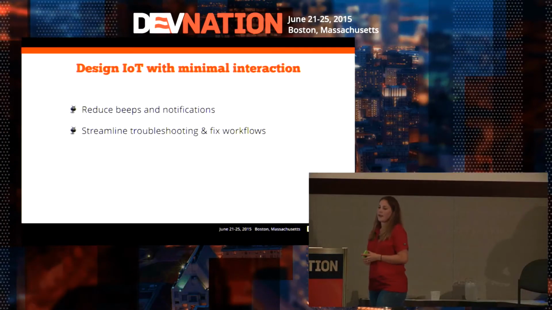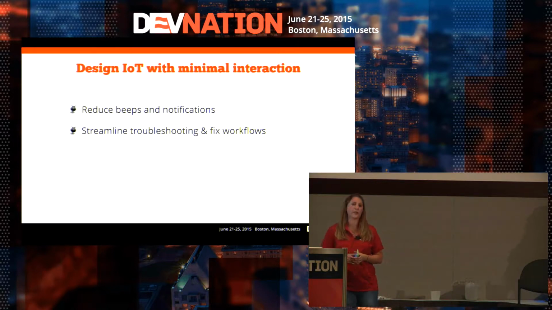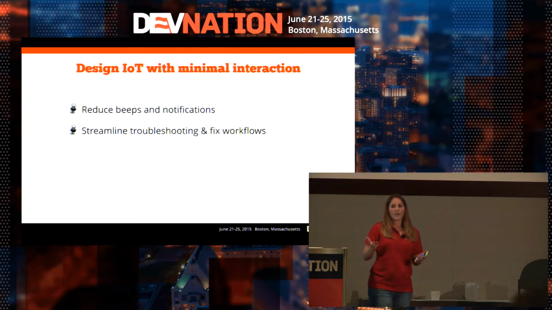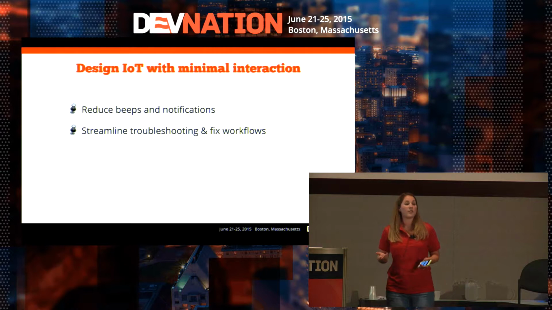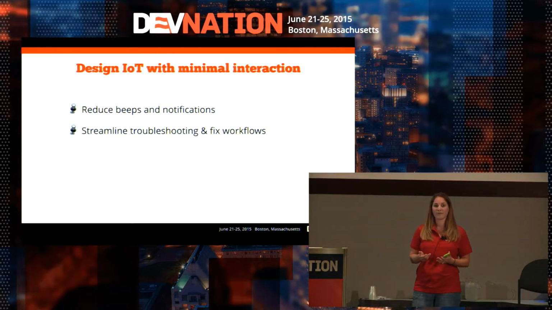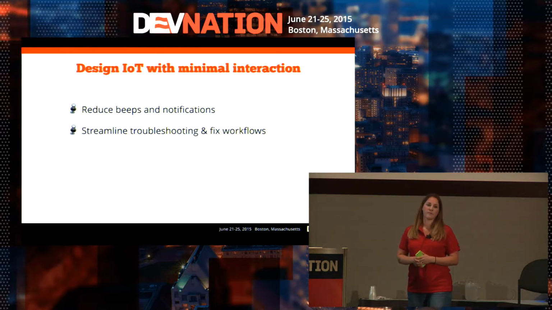Another thing that we can do to help our users is streamline troubleshooting and fix workflows. So it's inevitable. We're going to have errors. Things are going to go wrong. It's technology, right? This happens. It's not a surprise. But what do we do when things go wrong?